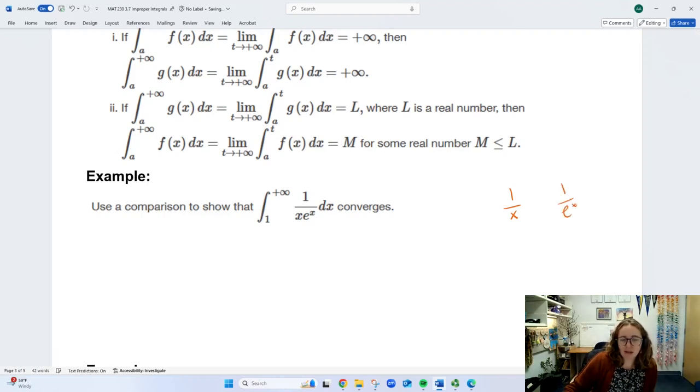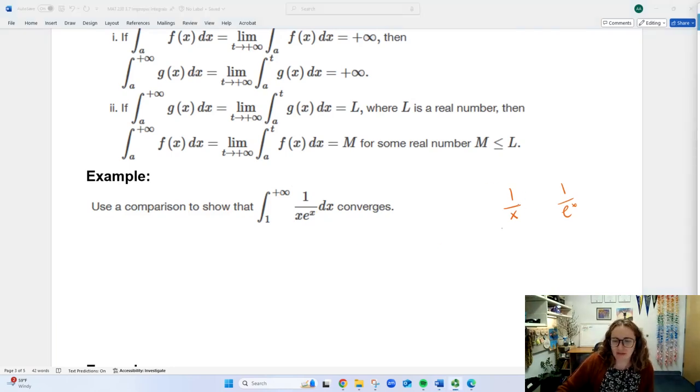So if I break those up, and I just want to think about each of these. We're trying to show that this converges, so we need to show that it is less than one of these. Our 1 over x isn't really going to help us because we know that that one actually diverges. But we do know that this 1 over e to the x does converge, and so I just need to show that this function is less than 1 over e to the x for every value of x.